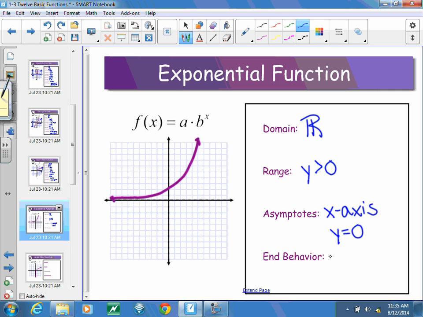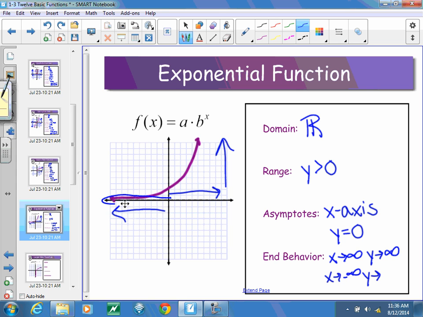So our end behavior as x goes towards positive infinity, y is going to also go towards positive infinity. And as x goes towards negative infinity, a lot of people here are going to want to put, okay, y is going towards negative infinity. But because it has an asymptote, what's happening here is that your y value is actually going towards 0. So it's going along your x-axis, which is going to be a y value of 0.